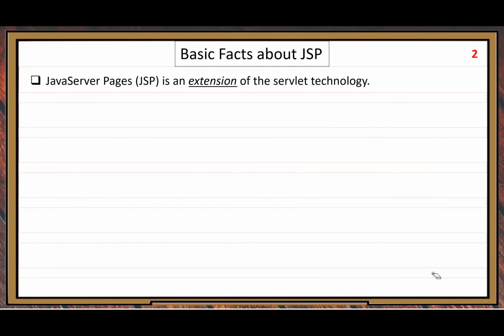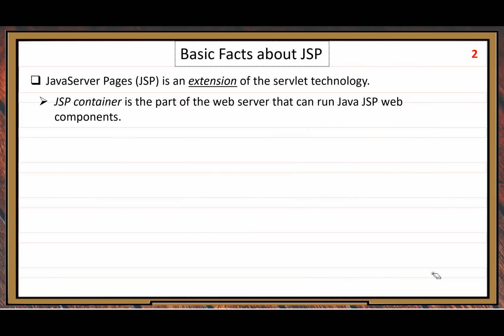Basic facts about JSP. First, the full name of JSP is Java Server Pages. I haven't mentioned the full name. People always call it JSP, but the full name, Java Server Pages, is an extension of server technology. And a JSP container, here the term container, I will explain a little bit. A JSP container is the part of the web server that can run Java JSP web components.